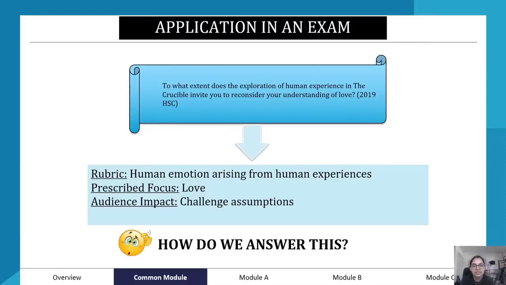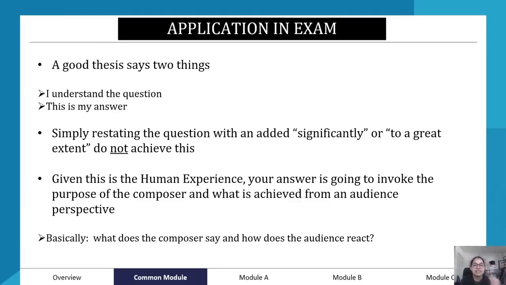Okay, so how do we answer this question? Let's have a look. A good thesis essentially says two things. It firstly tells the marker that you understand the question, and secondly, it tells the marker that this is your answer. Simply restating the question with an added significantly or to great extent does not achieve it. Just repeating the question back does not tell the marker anything. It does not show them that you've answered the question, and it definitely does not show them that you understand the question. To them, it shows rather that you don't understand it because you've just repeated it back to them.